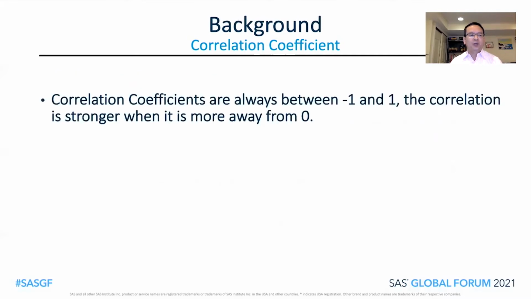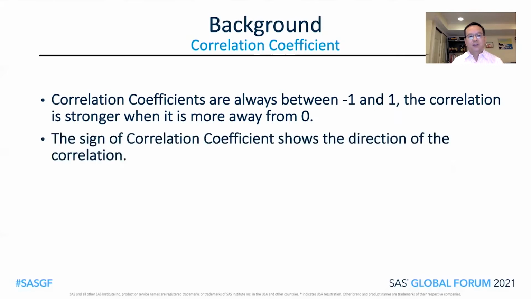Whatever type of correlation coefficient, it is always between -1 and 1. And the correlation is stronger when it is farther away from 0. And the sign of a correlation coefficient shows the direction of the correlation. If it's positive, it means the two variables are positively correlated. If it's negative, then you say they are negatively correlated.